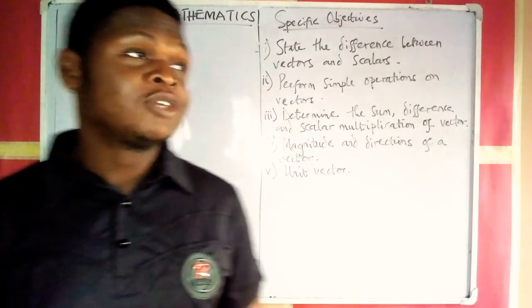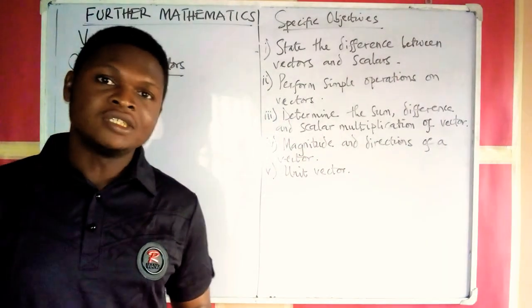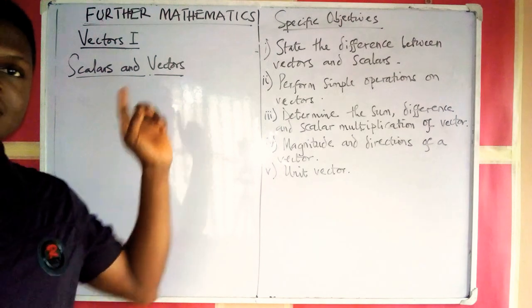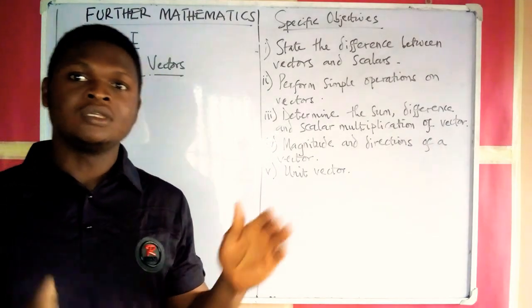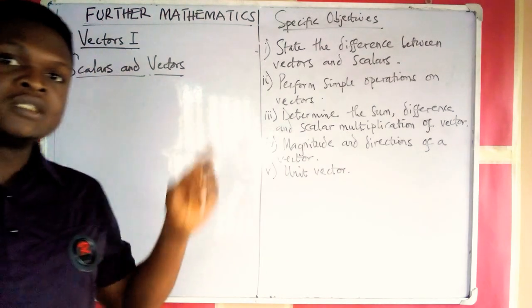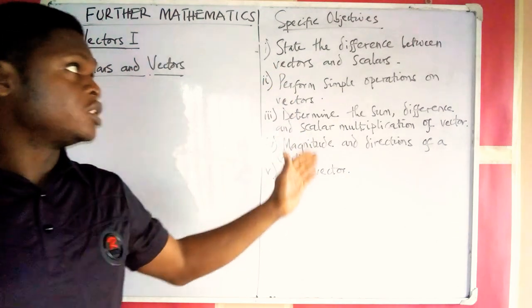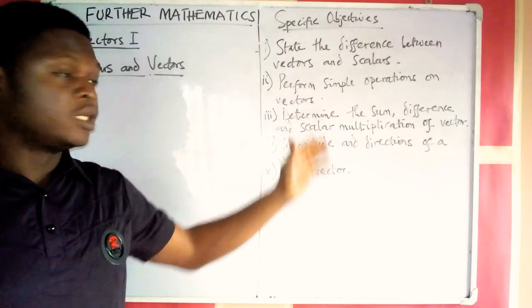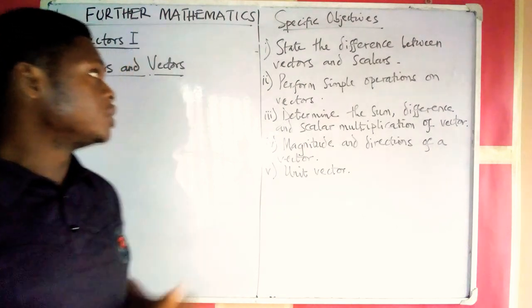So today we are going to look at further mathematics, and the topic we are going to treat is vectors. Vectors one, meaning that the vectors will be in two different parts. But this one we are going to first of all take vectors one. And taking vectors one, these are going to be the specific objectives we are going to learn by the end of the class. So let's start with that.